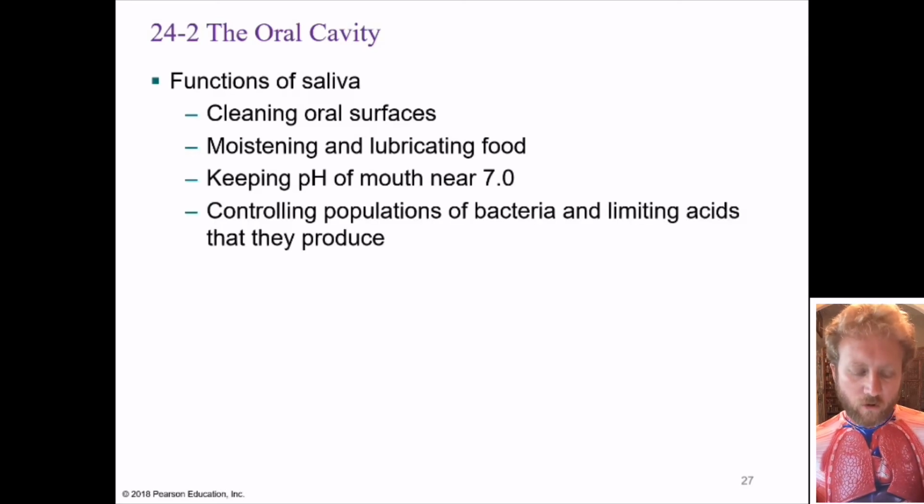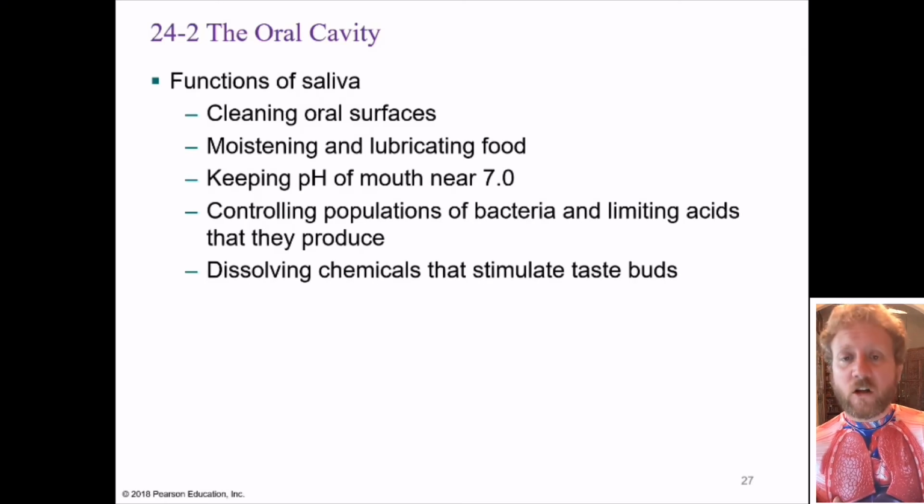Also helps control bacteria. Why we get cavities is because you got bacteria on your teeth and they eat a lot of sugar. So if you have a high sugar diet, they turn that into acid and it starts to dissolve your teeth. That's where cavities come from. It also dissolves chemicals that stimulate your taste buds, and you're just like, wow, that's super tasty.